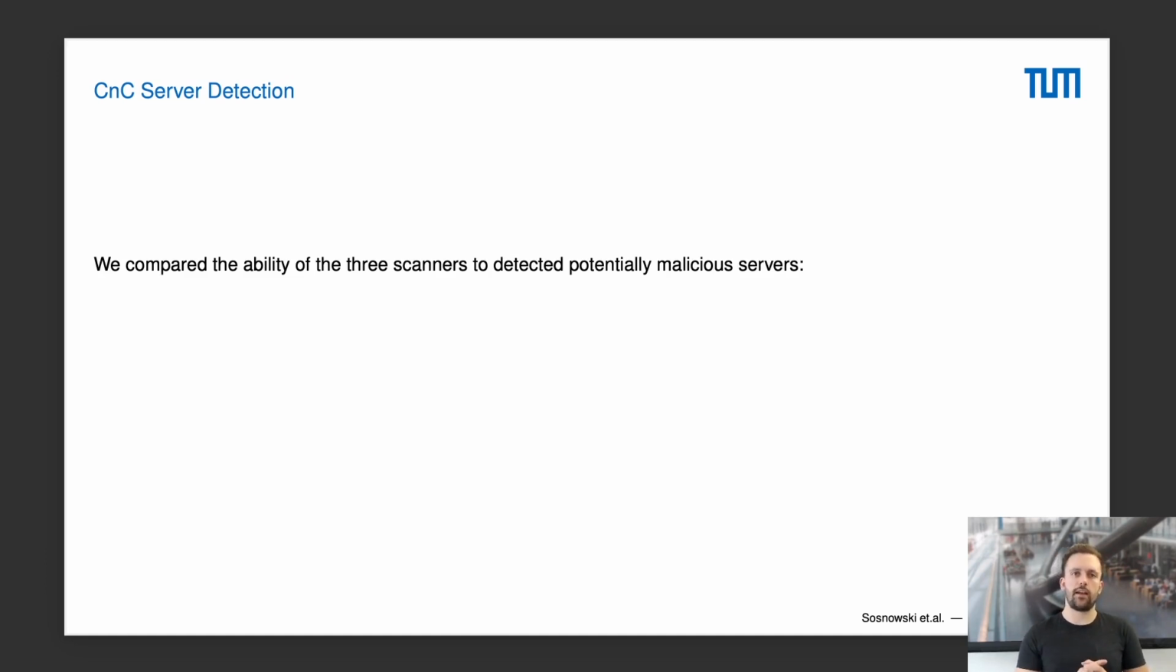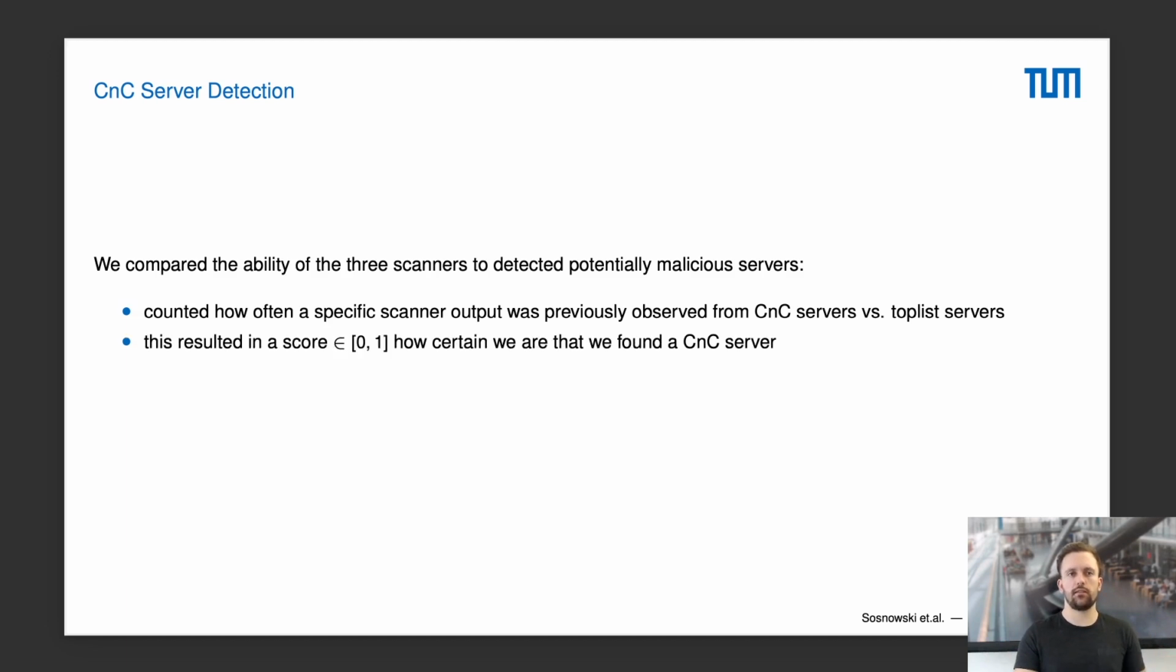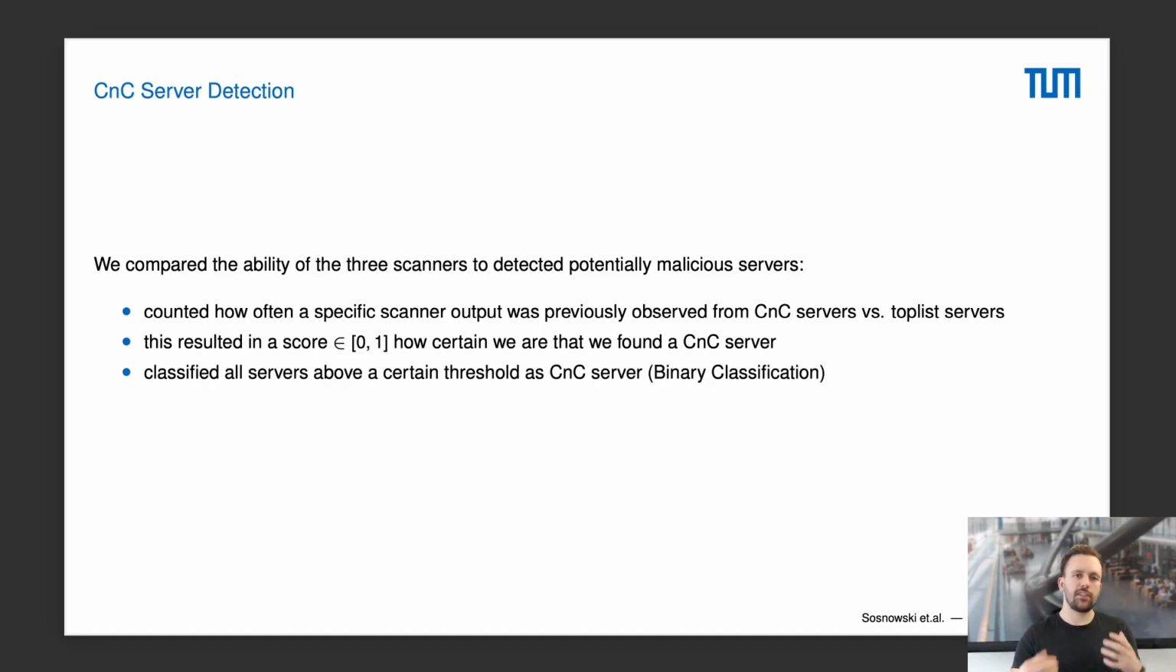We basically just compared the ability of the 3 scanners to detect potentially malicious servers. And we did it like the following. We counted how often we saw a specific scanner output previously from command and control servers versus from top list servers. This resulted in a score between 0 and 1, indicating how certain we are that we found a command and control server. Then we classified all servers that had this scanner output and a score above a certain threshold as C&C server, which is basically just a binary classification.